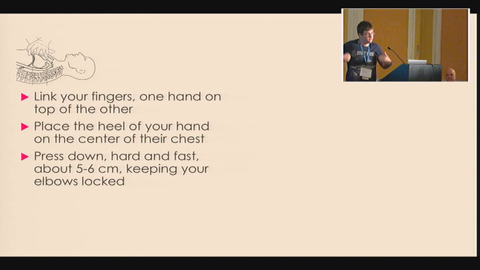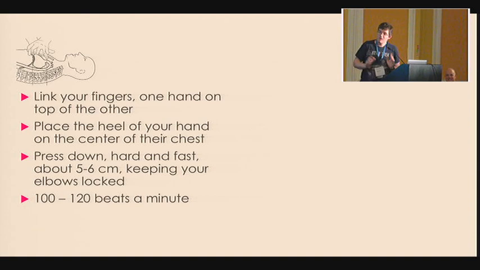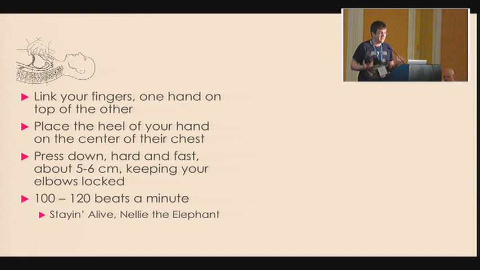You're using your upper body strength to basically be their heart, and you're doing that kind of movement. If you're doing that, you're not doing it properly. That's casualty CPR. We don't do casualty CPR. You're aiming for about 100 to 120 beats a minute. There are some good pieces of music for this, like Staying Alive or Nelly the Elephant. There's also Another One Bites the Dust, but we don't tell people that. Please don't sing.